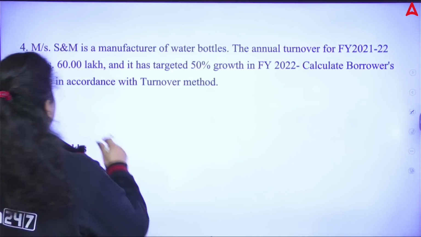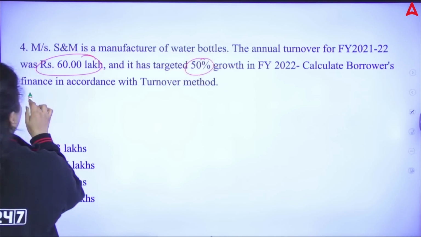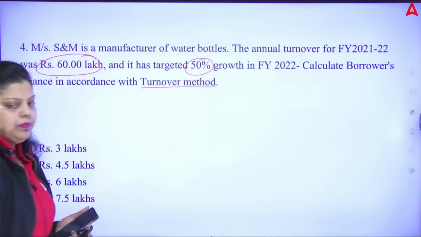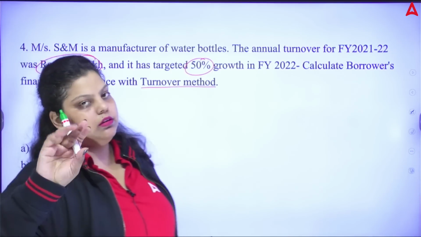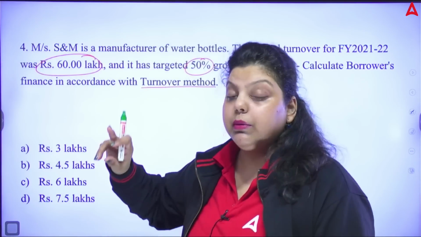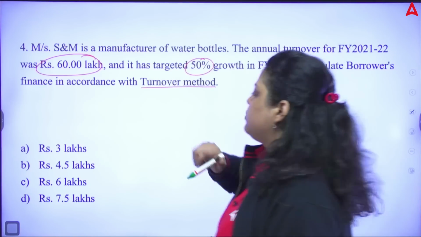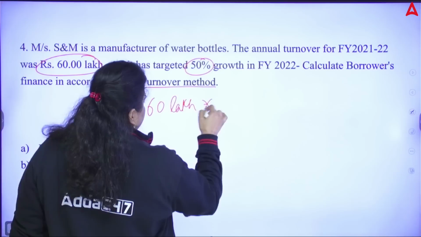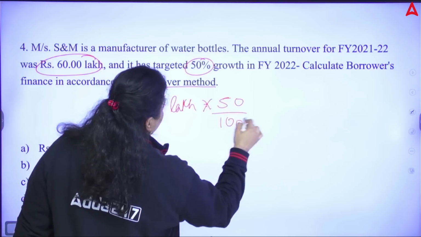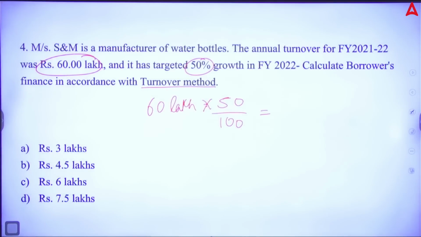S&M is a manufacturer of water bottles. The annual turnover is 60 lakh and it has targeted 50% growth. Calculate the borrower's finance in accordance with the turnover method. Now the borrower's finance will be what? If the bank's finance is 20%, the borrower's contribution is 5% only, but 5% of what? 5% of your turnover, and the turnover you have to calculate. So first we have to calculate the targeted turnover, that is 50% of 60 lakh.